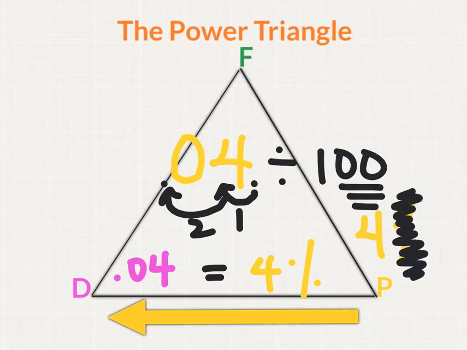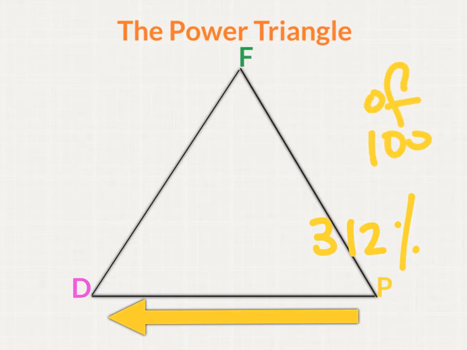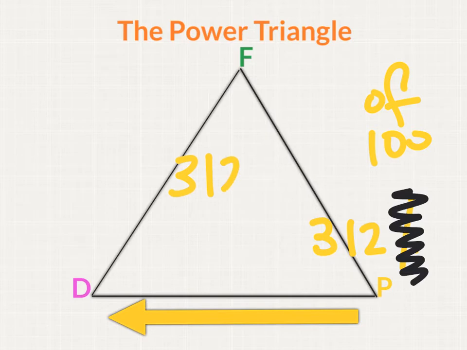Now, what if my percent was a much larger number? What if I had something like 312%? Now, we remember that percent means of 100. So 312 of 100, a little unusual looking, but it simply means we've got some whole numbers. And I'll show you what we mean by that here in a minute. The process, however, is exactly the same. We eliminate the percent sign, and we're left with 312, which we know we need to divide by 100.